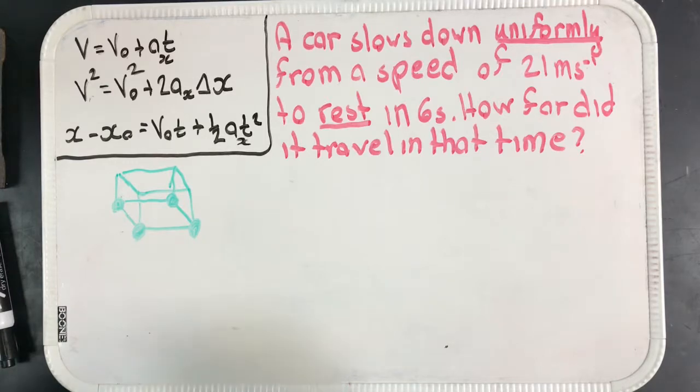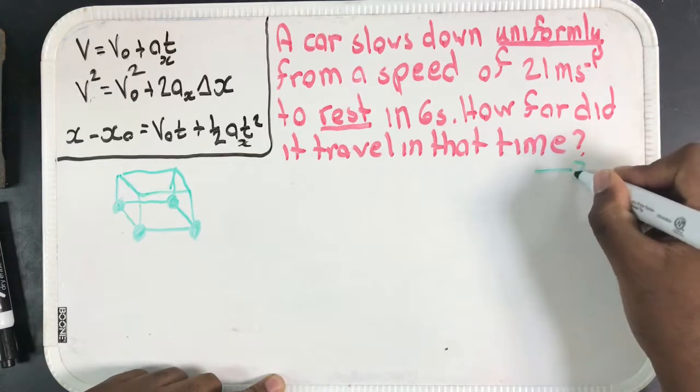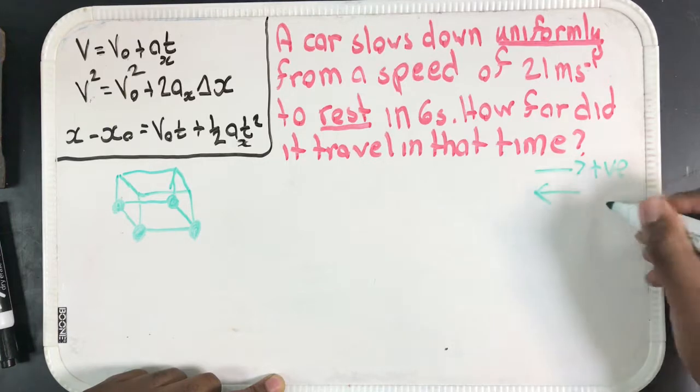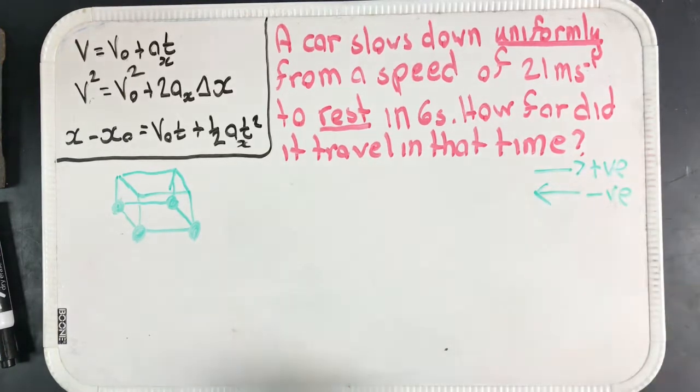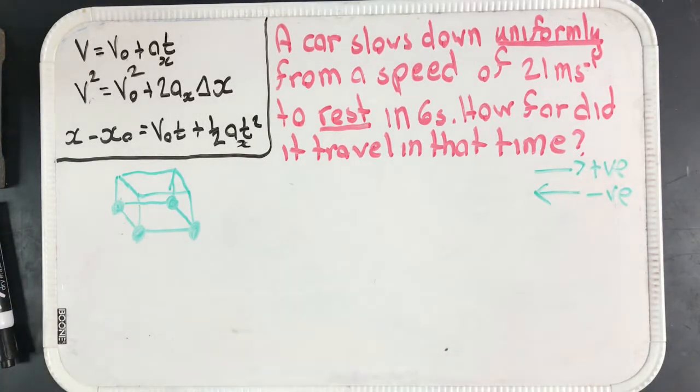So I'll choose my coordinate axis right now, and I will just say to the right is positive, to the left is negative. And bear in mind, I'm using this horizontal plane. The motion is inside one dimension. So here's my cube. My cube, it's going at 21 meters per second, and it slows down uniformly to rest in 6 seconds. And I want to know how far did my cube go.